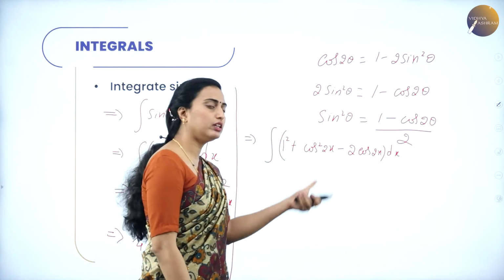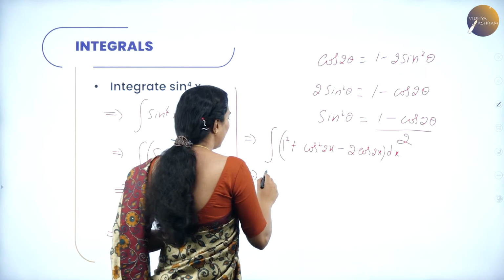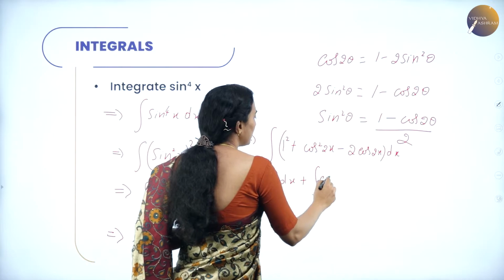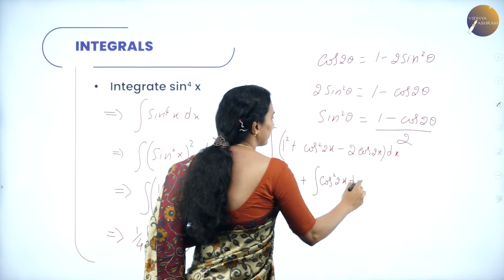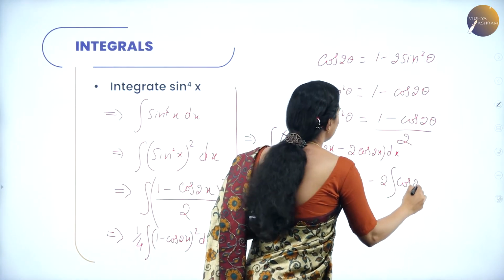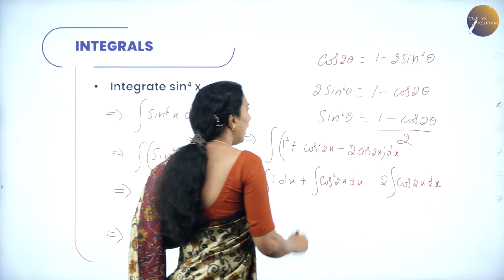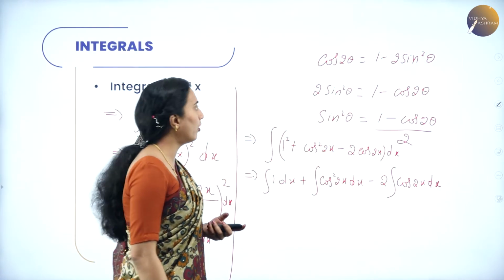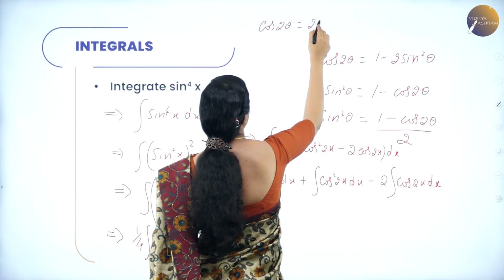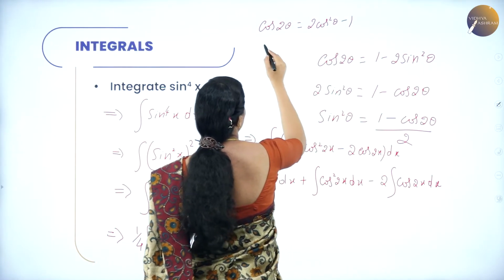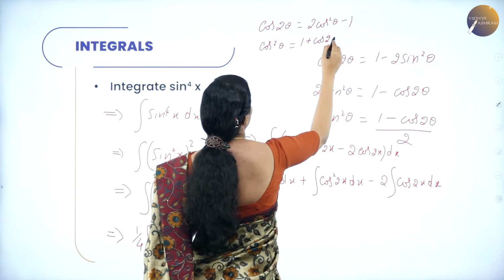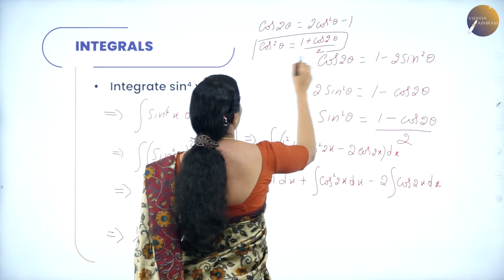Dear students, I am separating this integral. So therefore, integral of 1 into dx, 1 squared is only, plus integral of cos squared 2x into dx minus 2, a constant I can remove outside the integral, integral of cos 2x into dx. Here I can write cos squared 2x in the form of what? You know already cos 2 theta can be written in the form of 2 cos squared theta minus 1. Otherwise, cos squared theta can be written as (1 plus cos 2 theta) divided by 2. Remember this formula, dear students.